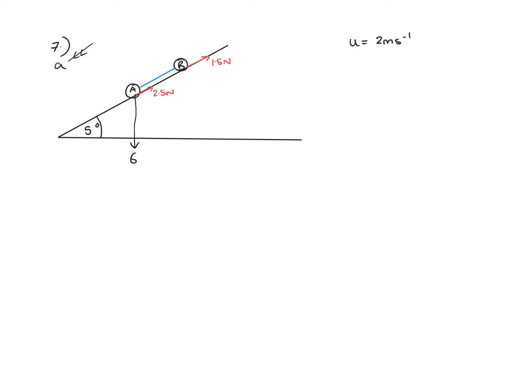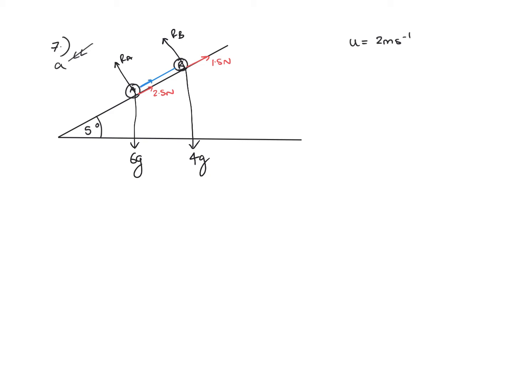A has a mass of 6 kilograms, so a weight of 6g. B has a mass of 4 kilograms, so a weight of 4g. There's a reaction force here for A and a reaction force here for B. Different reaction forces, so we label them differently. That's important. And the trucks are connected by a tow bar.